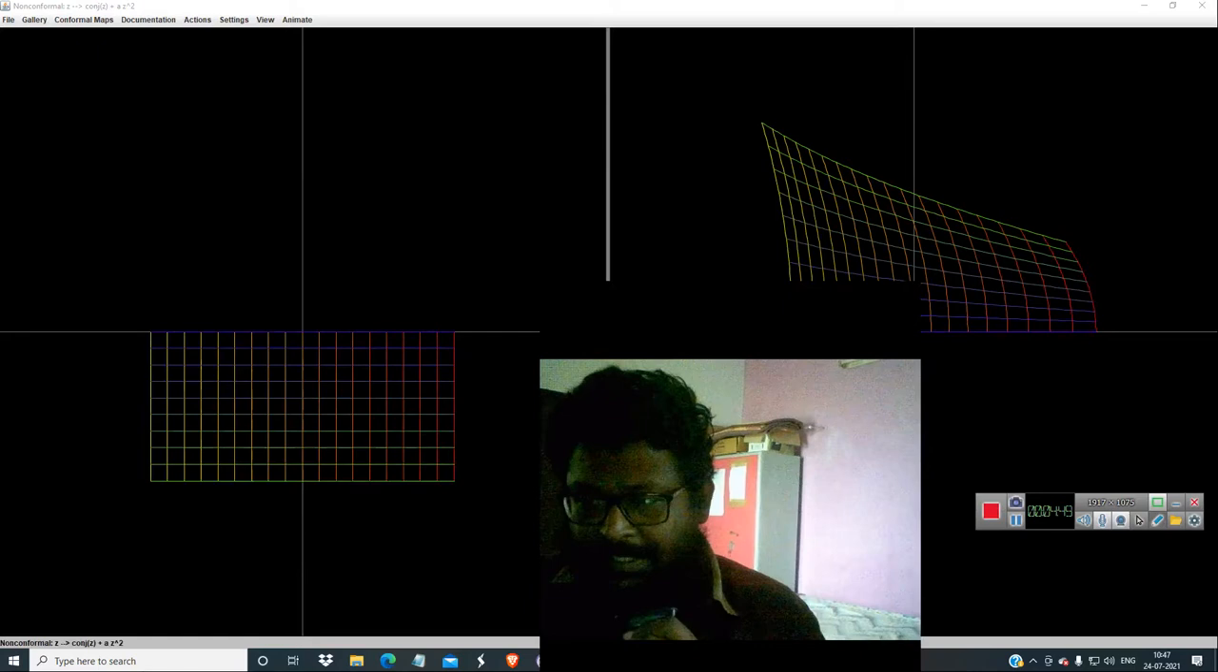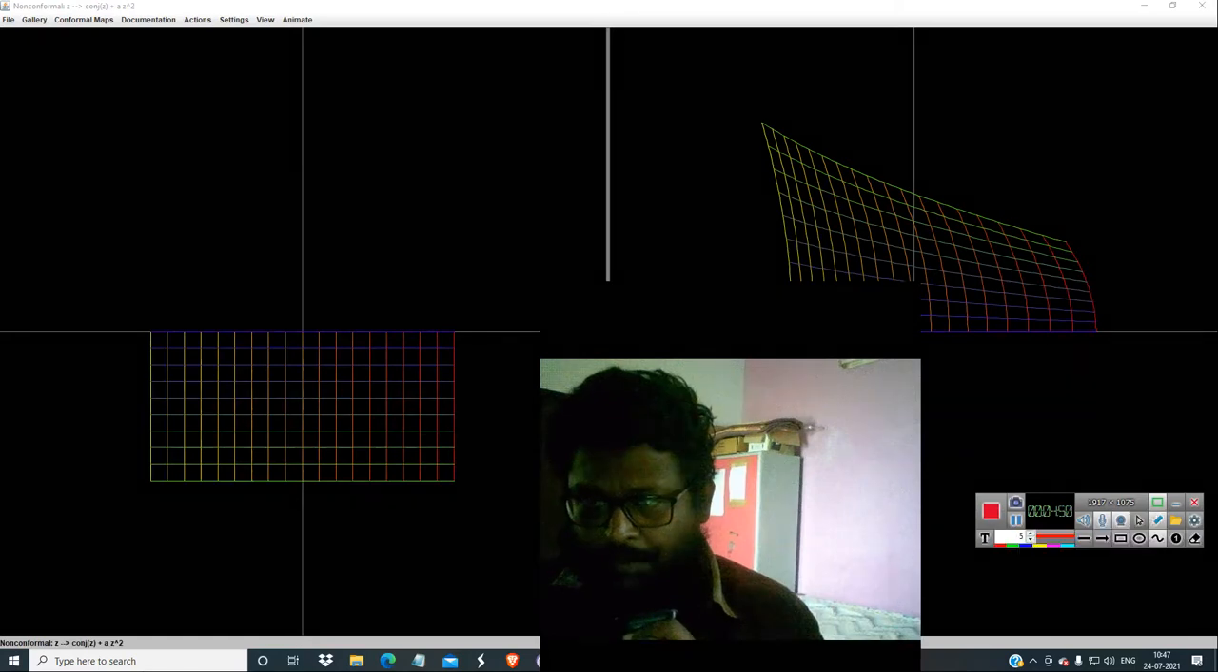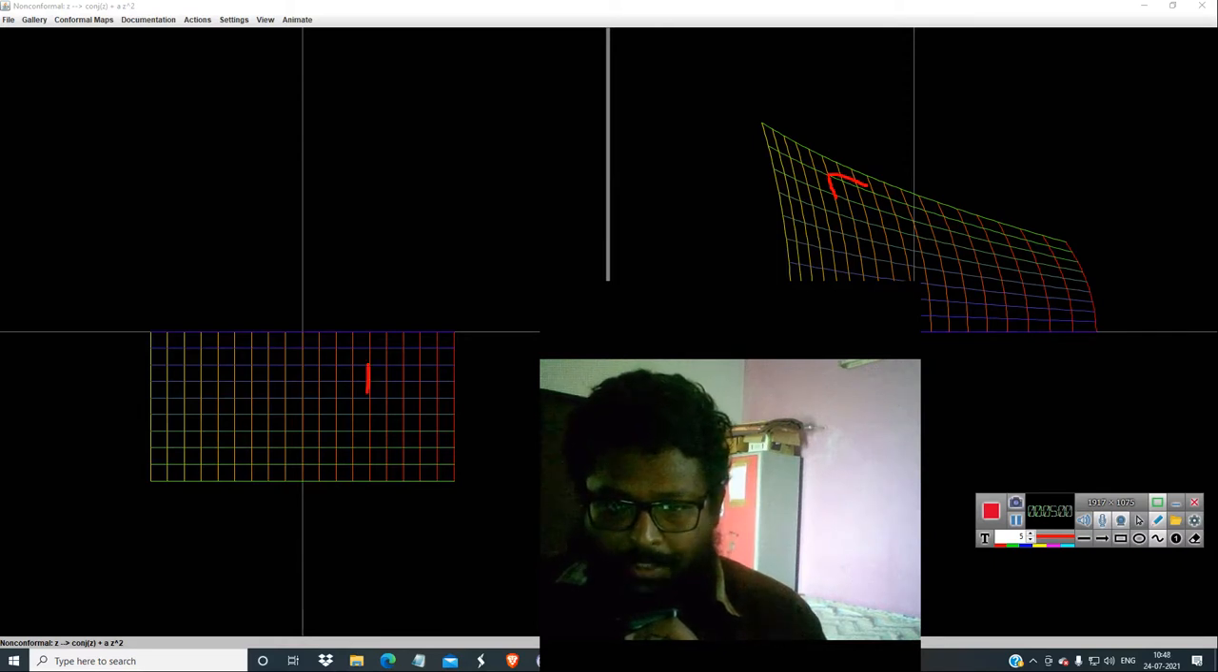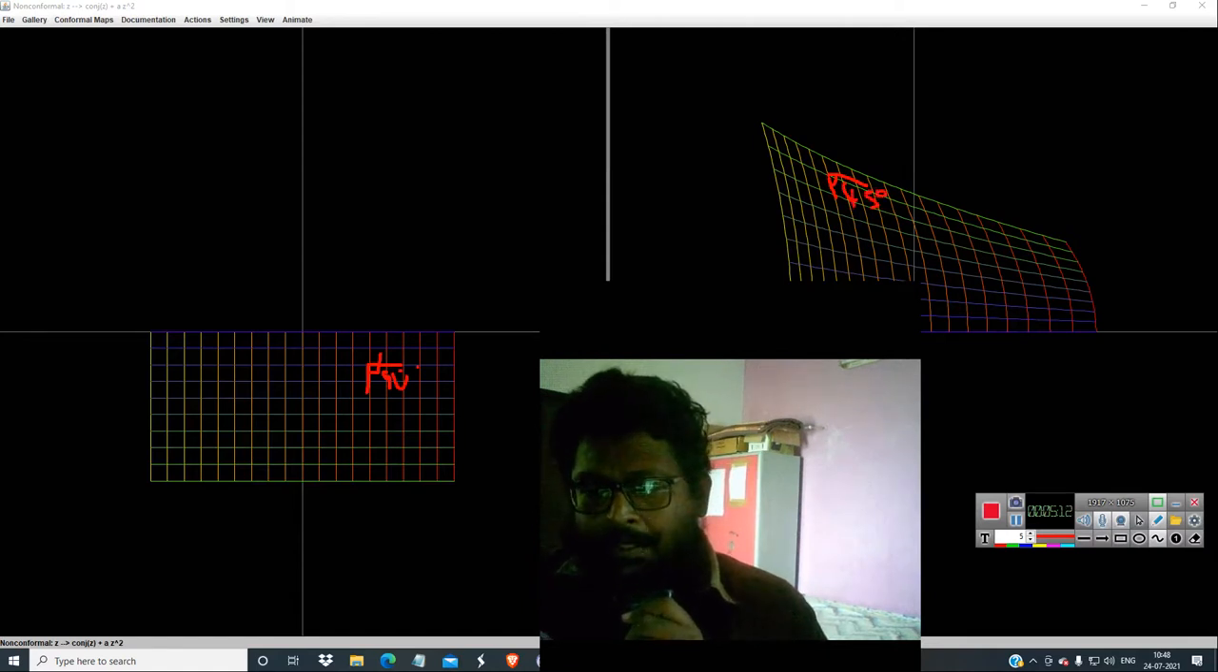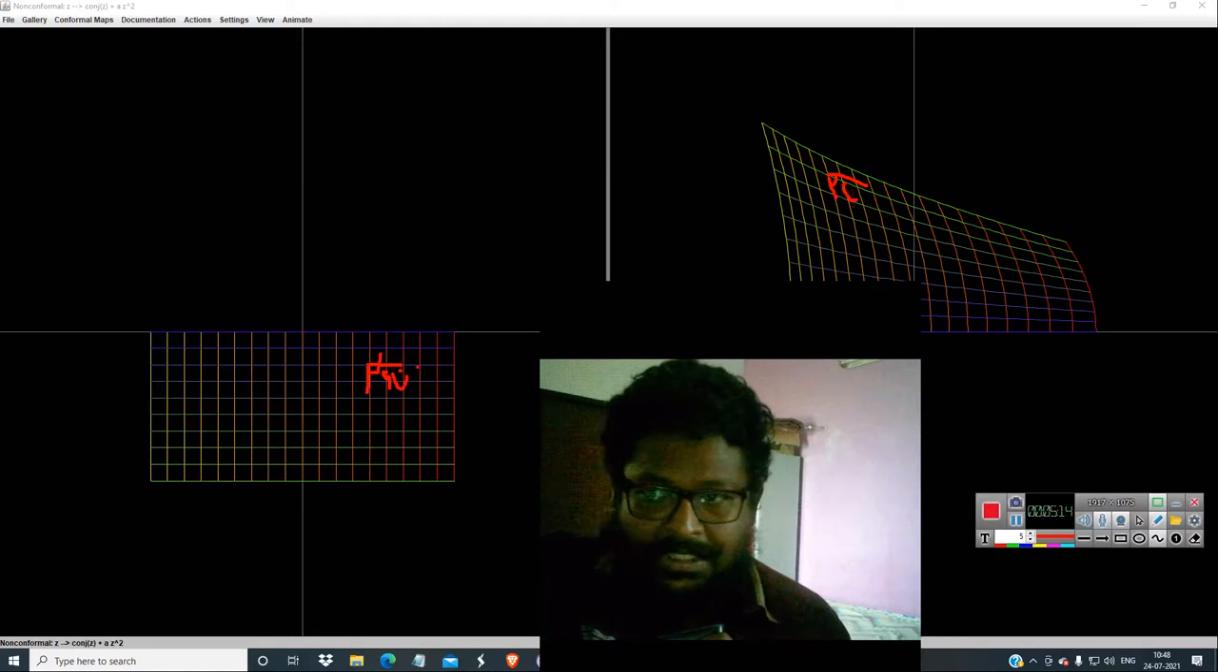Okay, this is non-conformal. What does this mean? You have a point over here, and the same point is mapped over here with some deformations, and you have to note that the angle which it preserves is not being preserved over here. Suppose this is 90 degrees. This could be 45 degrees. So the angles are not preserved.